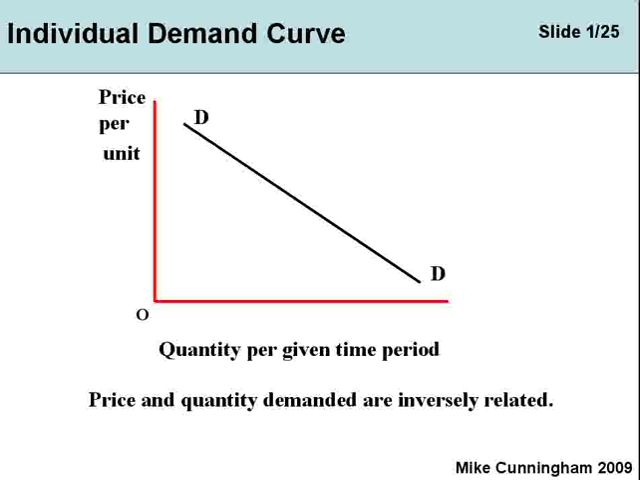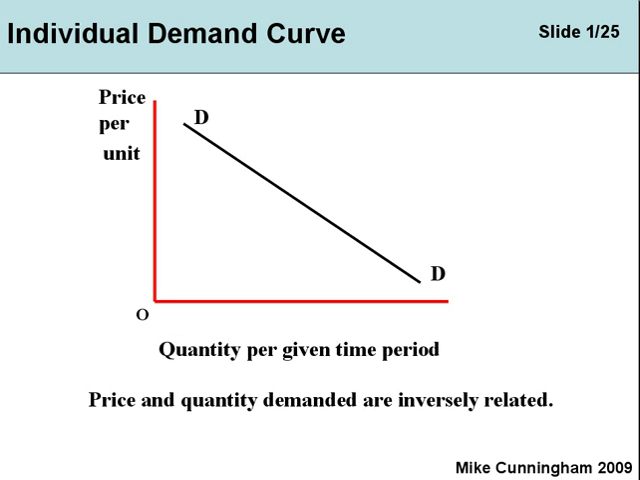In this class we're going to look at the relationship between income and the quantity demanded. So to start, here is a normal demand curve. The price per unit is on the vertical axis and the quantity per given time period is on the horizontal axis. And the price and quantity are inversely related, which is our behavioral assumption, the assumption that as the price rises we tend to purchase less of the item.